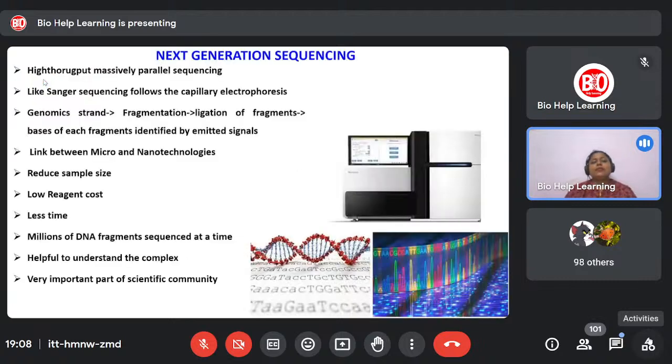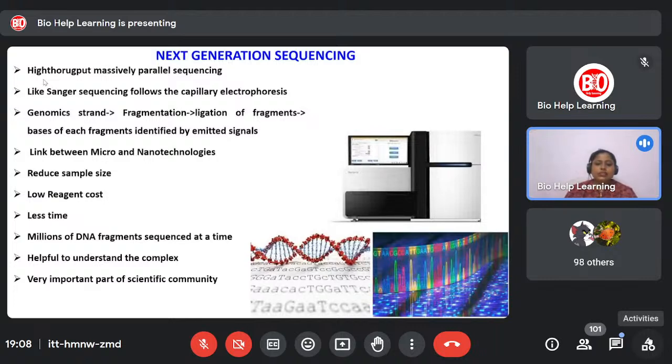Here is some briefing about next generation sequencing. Initially, sequencing was carried out on a small platform, which was time consuming and needed lots of money and lots of reagents. But right now we can run multiple experiments at a time. NGS is high-throughput, massively parallel sequencing, which runs thousands or millions of reads at a time. It is like Sanger sequencing, which followed capillary electrophoresis.